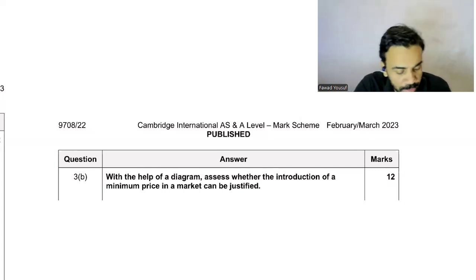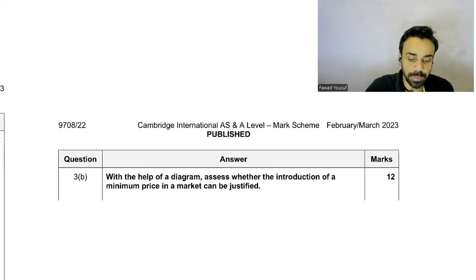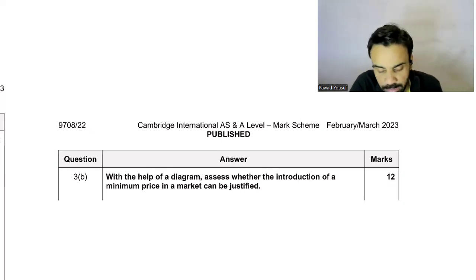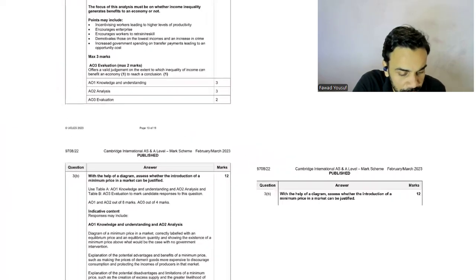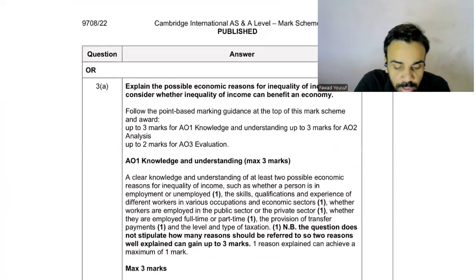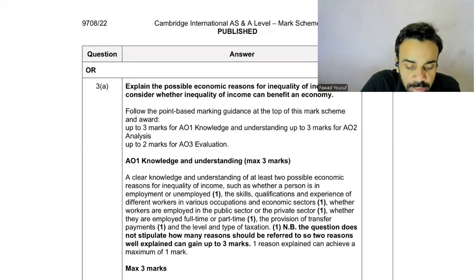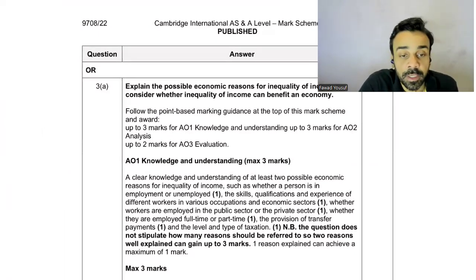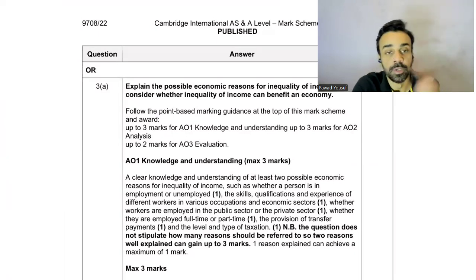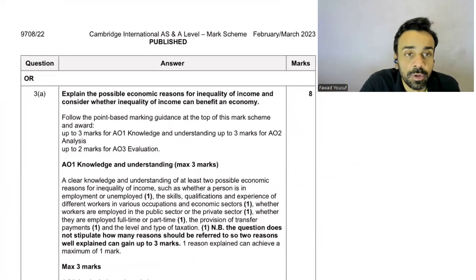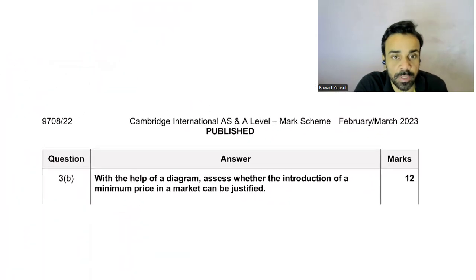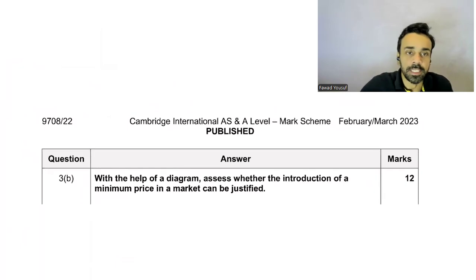All right, so March 23, variant 22, question 3B. Part A deals with inequality of income and how inequality of income can actually benefit the economy. We need to talk on both sides. We have to talk about the reasons for inequality and its benefit to the economy and not so benefit of the economy also. But this one is slightly different. This one is about how minimum price in a market can be justified.